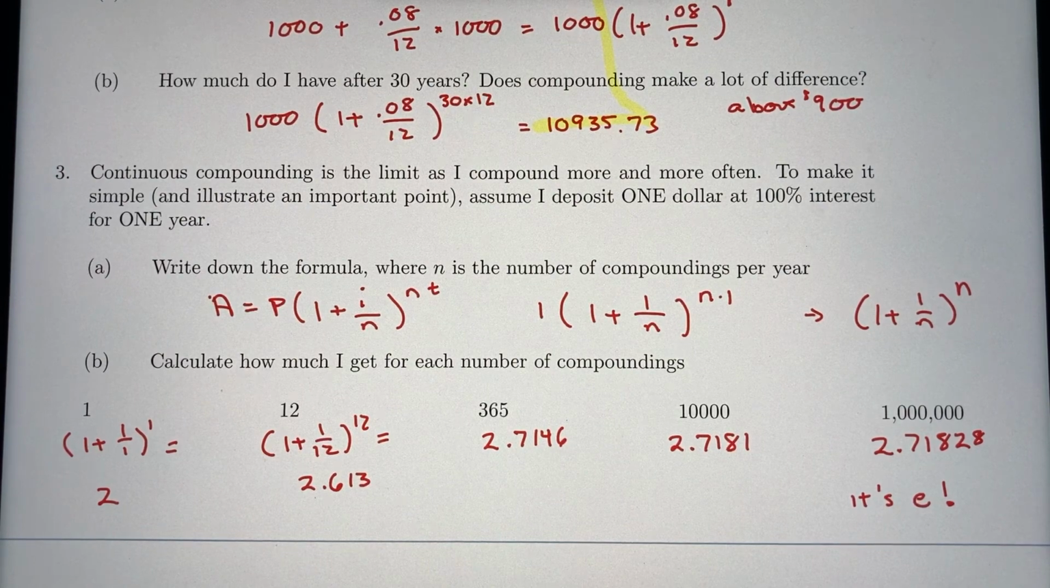Okay, so E does rear its ugly little head in compound interest, and that's one of the reasons we end up talking about natural logs and E so much, because it's continuously compounded interest. It's the limit process.